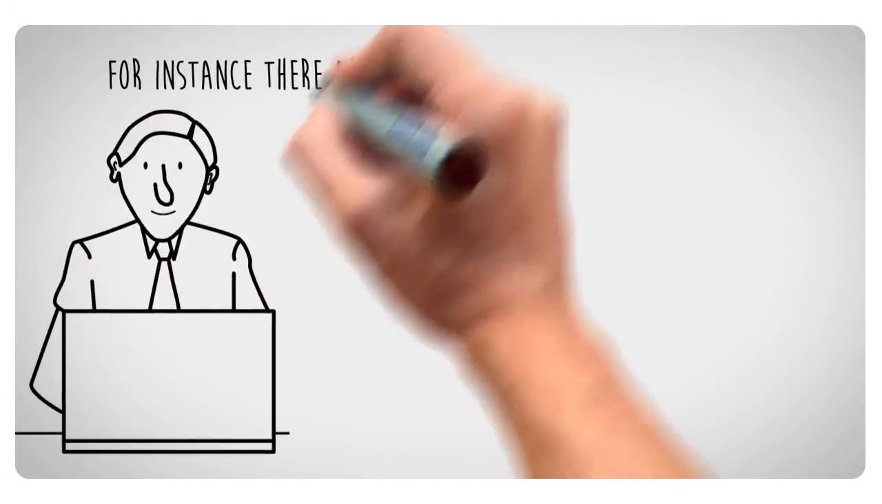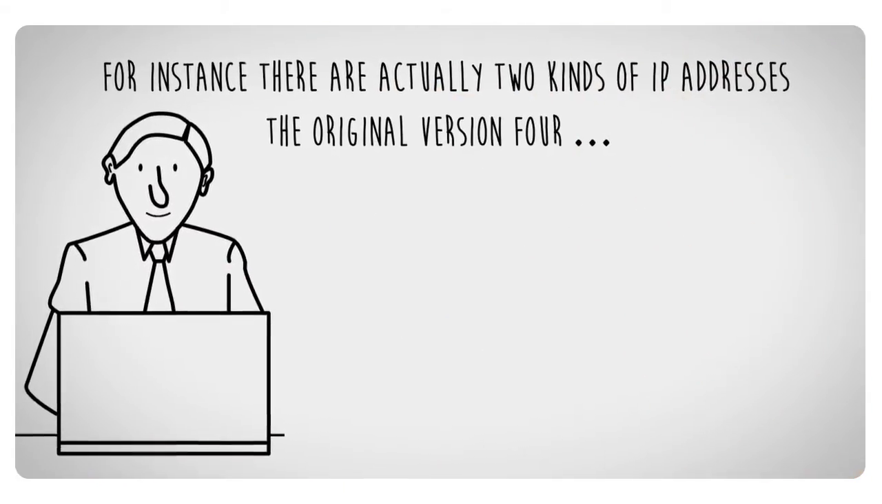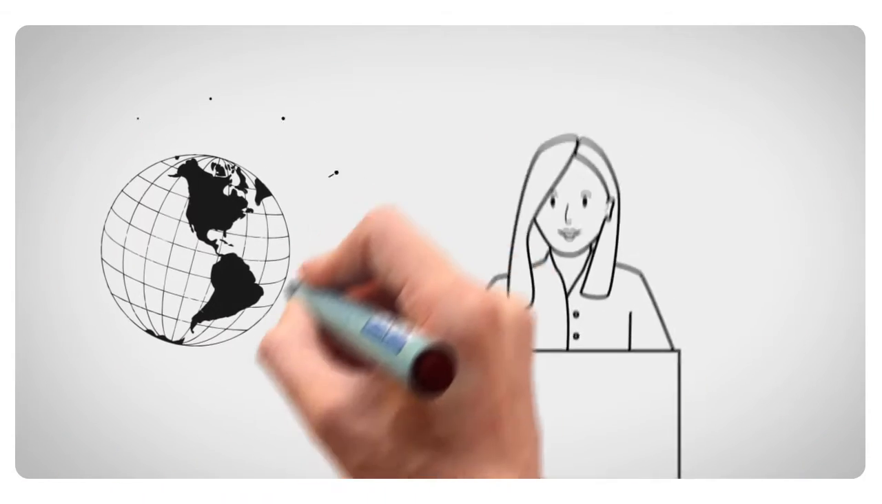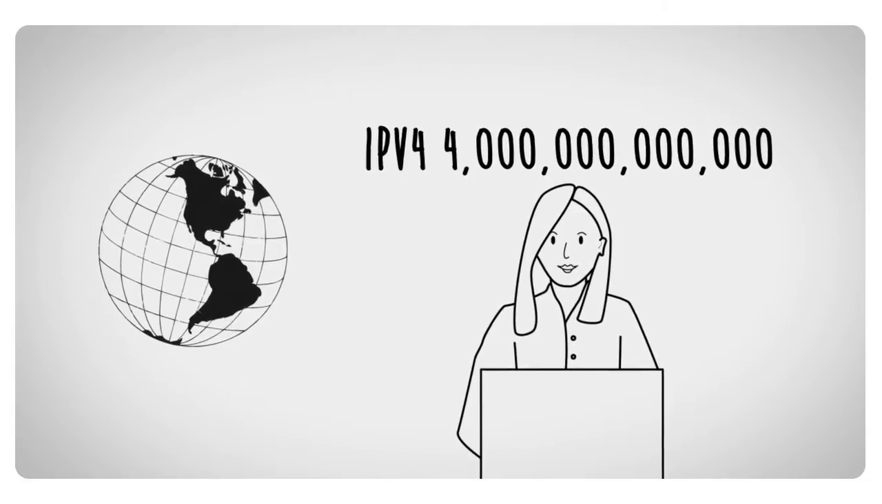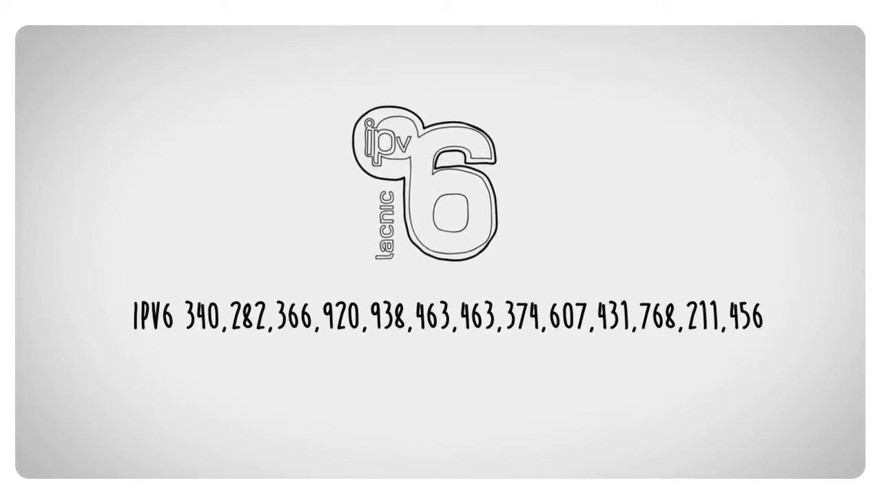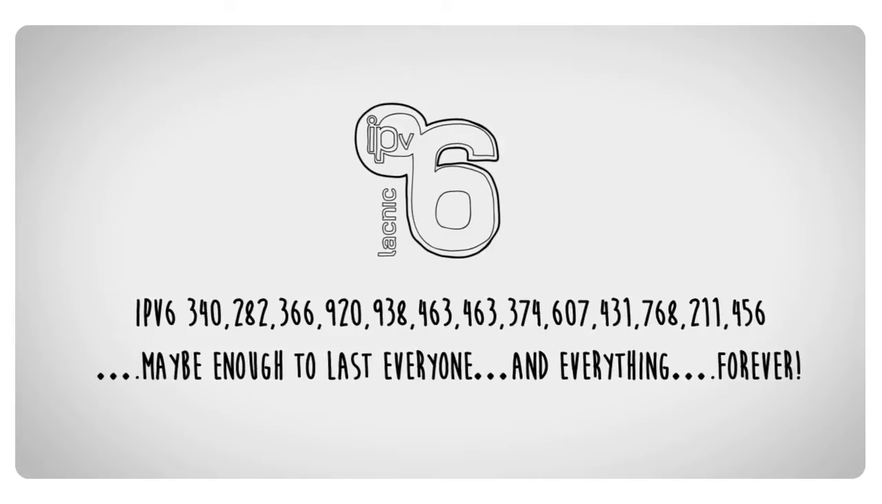For instance, there are actually two kinds of IP addresses: the original version 4, and now the new and improved version 6. Engineers originally created 4 billion IPv4 addresses thinking that would be plenty, but we ran out. But look how many IPv6 addresses are now available. Maybe enough to last everyone and everything forever.